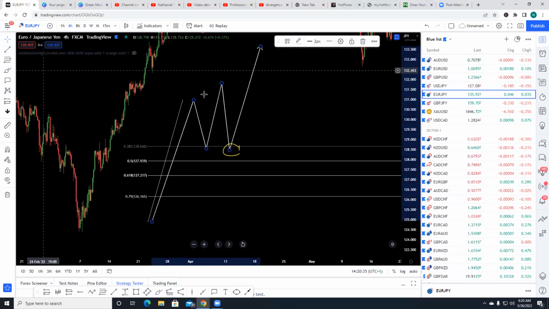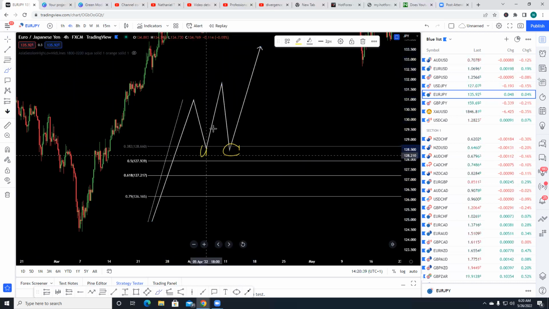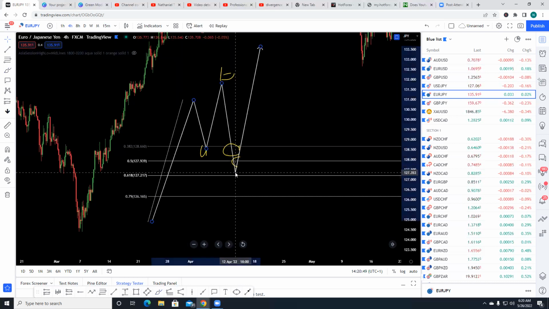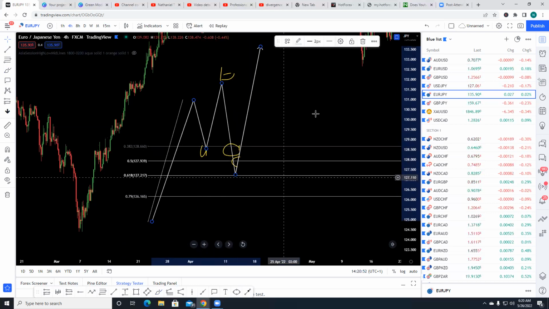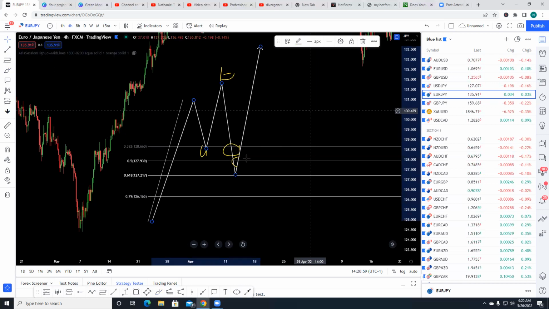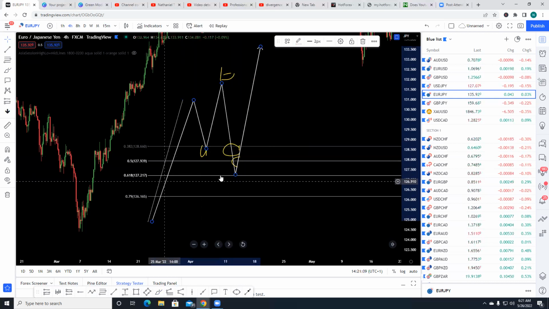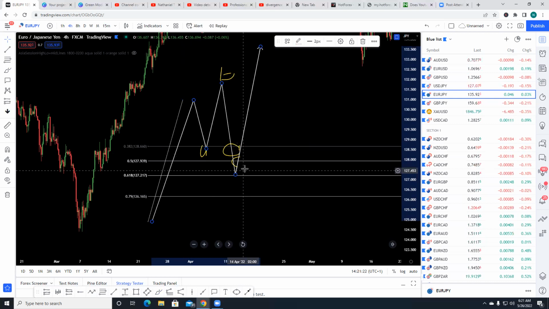Look at it. This is A, this is B, and then C. As this wave B has broken the level of wave A, if wave C can come down to this level here and break this level, it has become an expanding flat. And in that case, it's not going to stop at 50% retracement. It can come as far as 61.8% retracement. Are we getting the logic now, guys? Okay, so that is your entry.